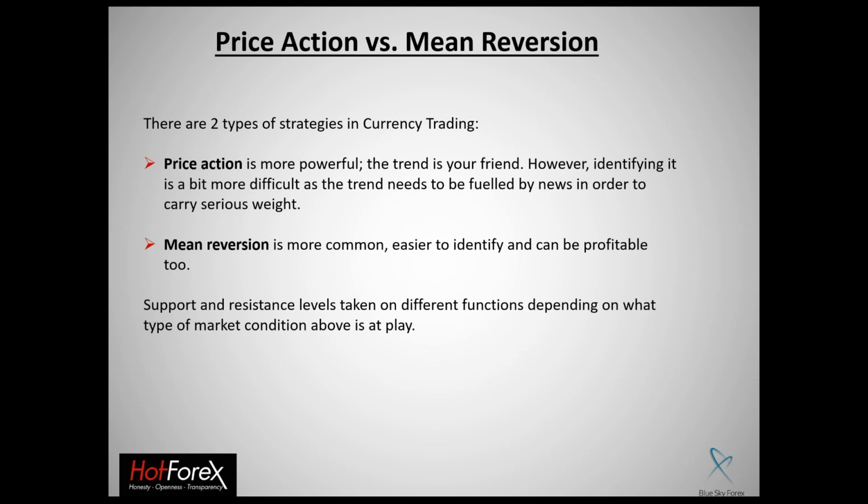Okay. And the second market type is mean reversion. It is more common. It is easier to identify. It can definitely be profitable. And mean reversion market is essentially, I will show you this in a chart as well soon, but it's essentially bouncing between the nearest support and resistance level. Okay, so S1 and R1, this comes into play.